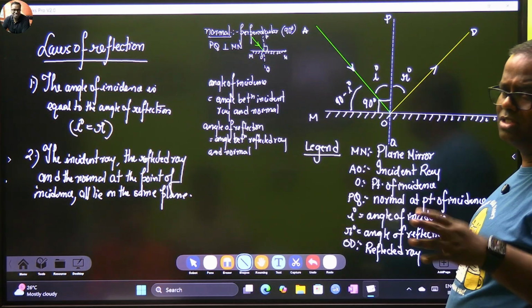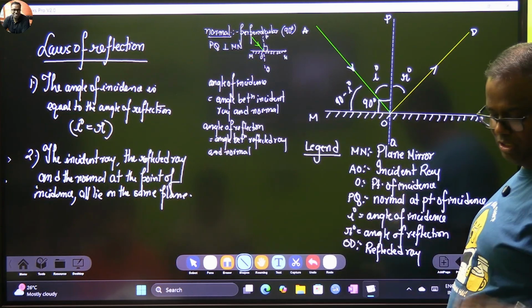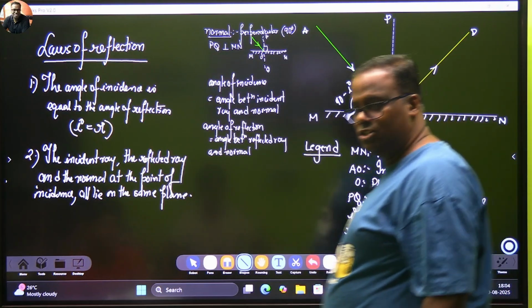They can write 5 laws, that doesn't matter. These 2 should be there. If these 2 are not there, you get a 0. Simple as that, if I am your teacher. Right? Shall we go to the next topic?